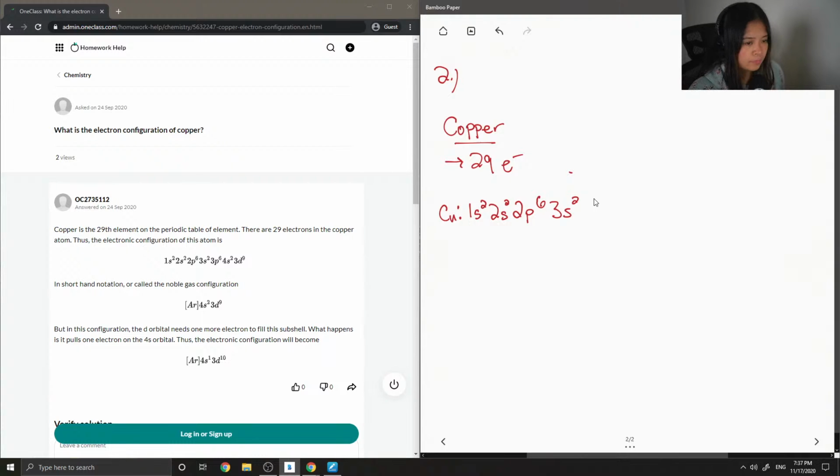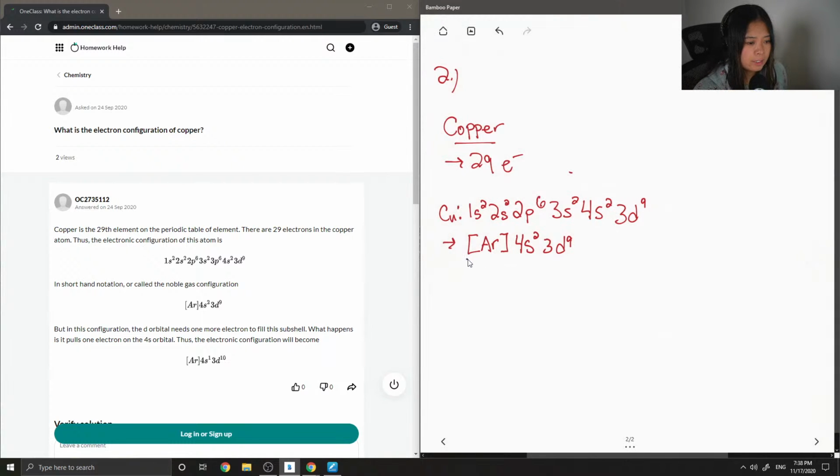3s2, 4s2, 3d9. If I were to write the shorthand version of this, I would find the closest noble gas, which is argon. And then I can also write 4s2, 3d9.